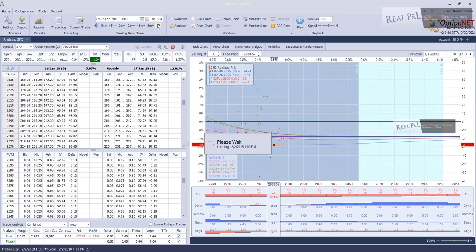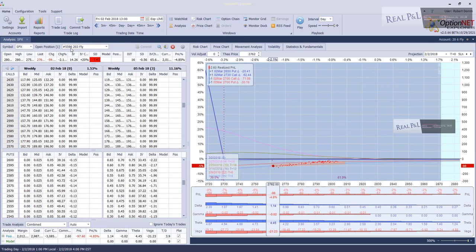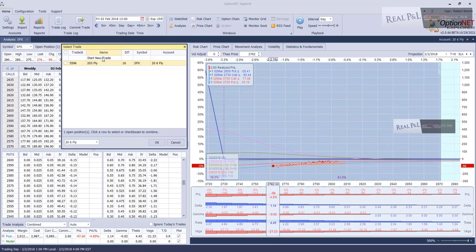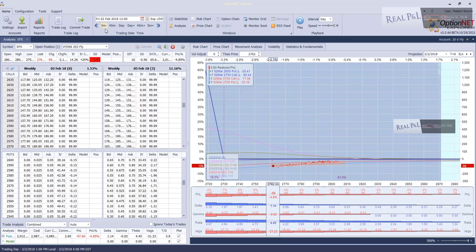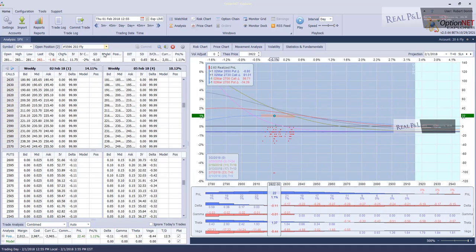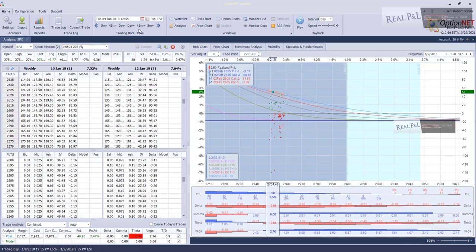So you take it to the end like this, and then you have to go back 5 minutes. There it is. This is when this particular trade ended. So hopefully that clears up a lot of things about how to backtest on OptionNet Explorer.